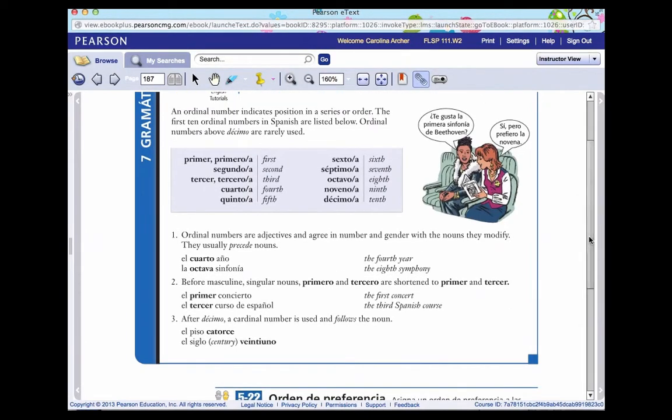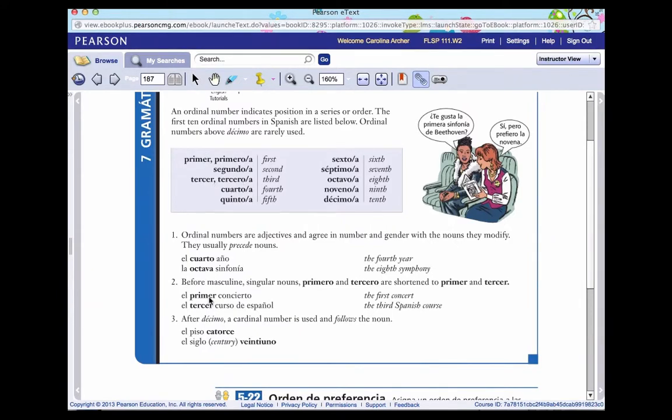So, they have to agree in gender and number. So, for example, if you say el cuarto año, the fourth year. Year is masculine and singular. So, we say el cuarto año. La octava sinfonía, the eighth symphony. Sinfonía is feminine, so we're going to use the feminine form. La octava sinfonía. Now, when you have a masculine and singular noun, for first and third, we use the shortened form of primero and tercero without the O.